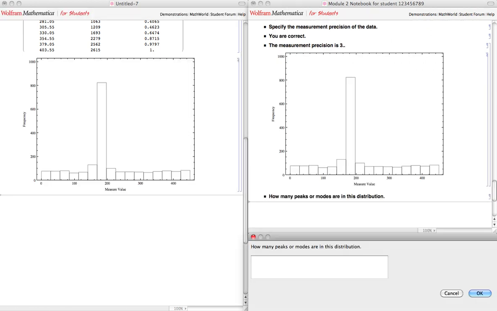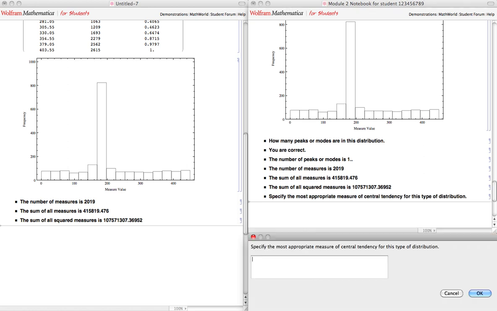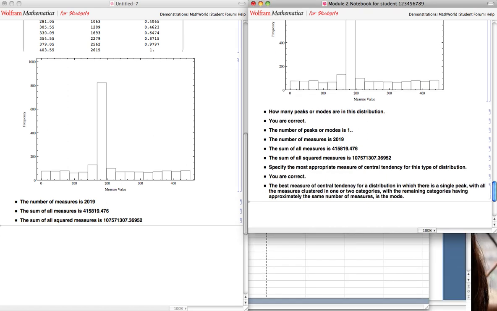Okay, how many peaks or modes are in this distribution? You can tell very clearly that there's only one. Now you're given some more specific information about the distribution. There are over 2,000 measurements and so on. Specify the most appropriate measure of central tendency for this type of distribution. This is a sort of flat distribution aside from the mode. The best measure of central tendency for this type of distribution is the mode.